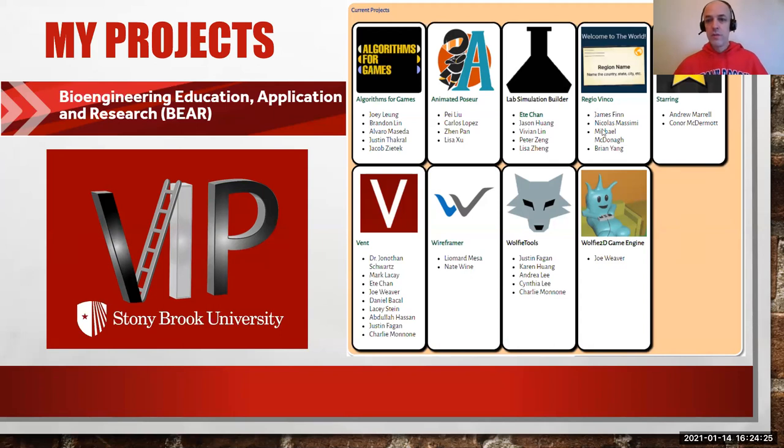I want you to understand all of the people listed here, they're all undergraduate students. With the exception of faculty, on this Vent application, we have 2 faculty here and we have somebody who works at Twitch. So Eddie Chan and Dr. Schwartz, they are both Stony Brook faculty. Mark LeKay, he's an alumni who was my student, but now works at Twitch. Oh, and there's one other alumni, Brian Yang here. He was our student and now he works at Amazon. So nearly all the people here are undergraduate students.